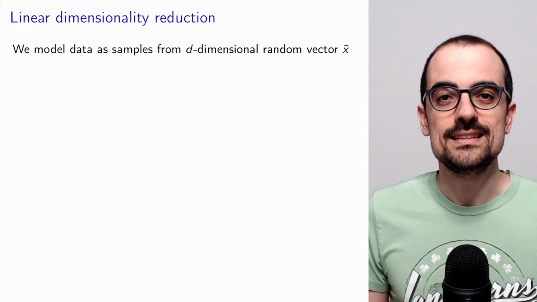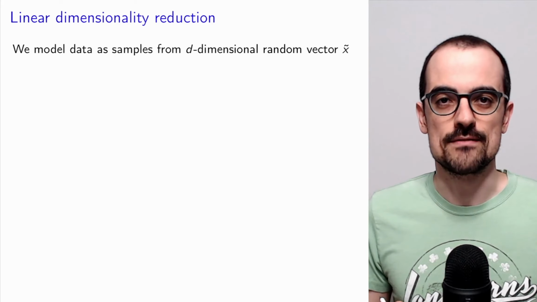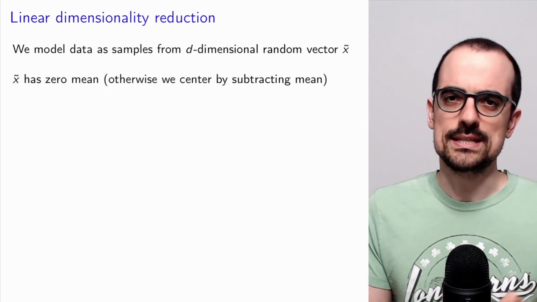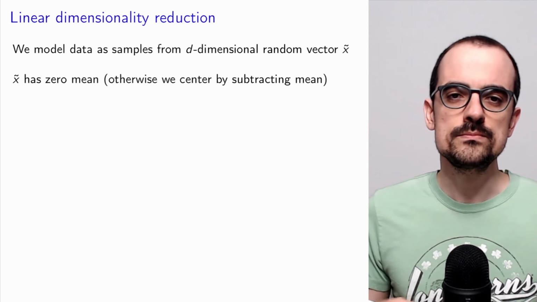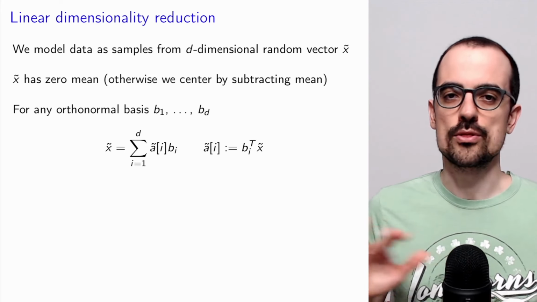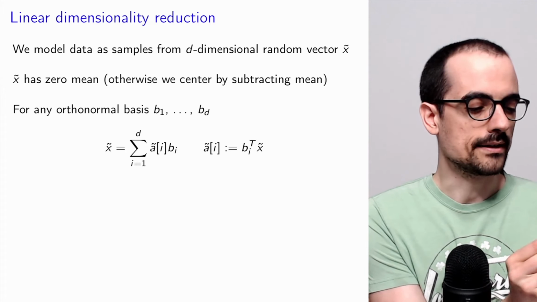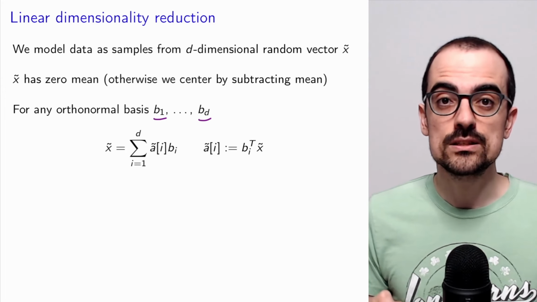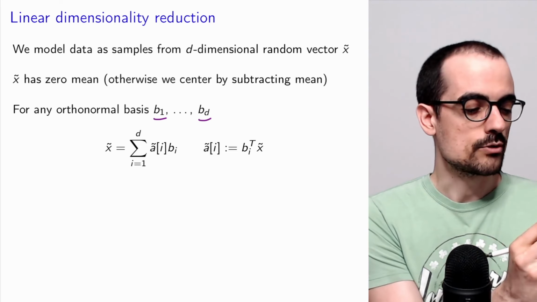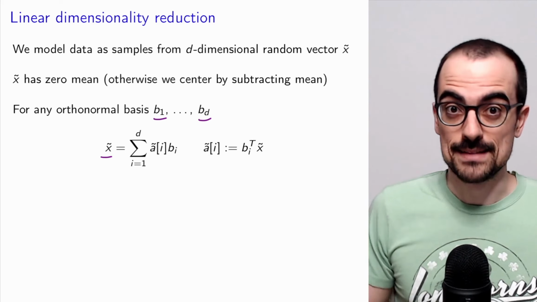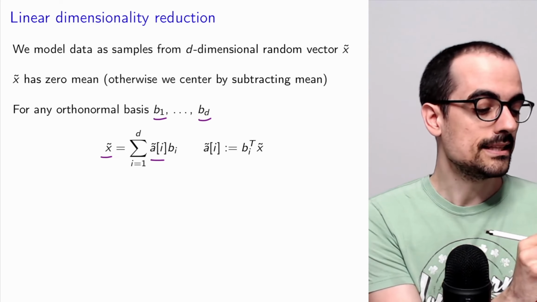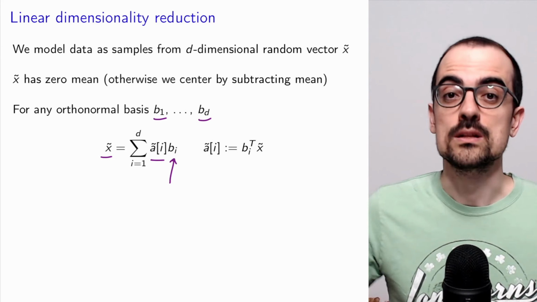We are going to model our data as samples from a d-dimensional random vector x. For simplicity, we will assume that x has zero mean, but otherwise we can always center it by subtracting its mean. Now let's consider the representation of x in an arbitrary orthonormal basis where b1 to bd are d-dimensional vectors that are unit norm and orthogonal to each other. By basic linear algebra, we can represent x exactly, because it's a d-dimensional random vector, in terms of its coefficients in this basis of orthonormal vectors.